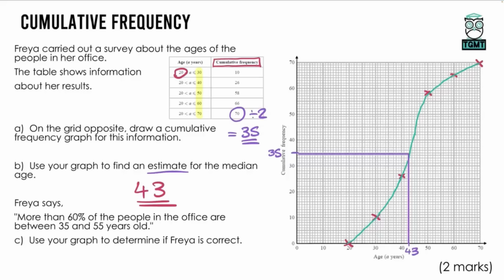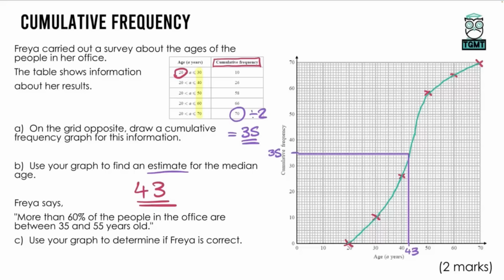It also says here, Freya says more than 60% of the people in the office are between 35 and 55 years old. Use your graph to determine if Freya is correct. Now this is a little bit of a pain because we do have to draw lots of lines on the diagram now to find this.